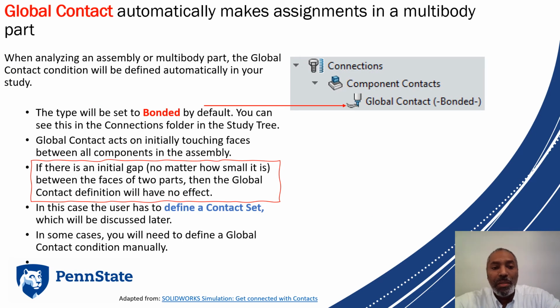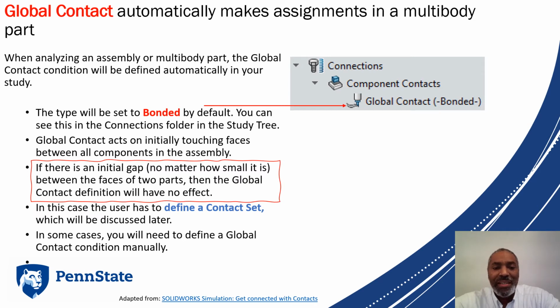So first up, global contact, which automatically makes assignments in multi-body parts. So if you have a multi-body assembly and you bring that thing into a simulation, you begin to make connections and contacts. Here we're showing under connections, component contacts. Global contact is set automatically to bonded. What does this mean? That means that everything is rigidly attached, or assumes it's welded to everything else. And you can see this in the connection folder in the study tree. Some things it will work well for, some things it will not work well for.